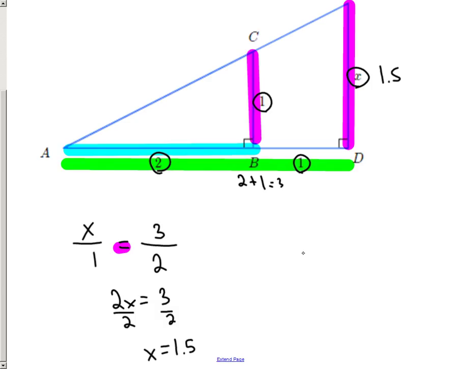This large side is 3, and the small triangle is represented by 2, and 3 divided by 2 is 1.5. Over here, we've got the large one as 1.5, and the small one is 1. Do the division, and you can see we get the same proportion, 1.5.